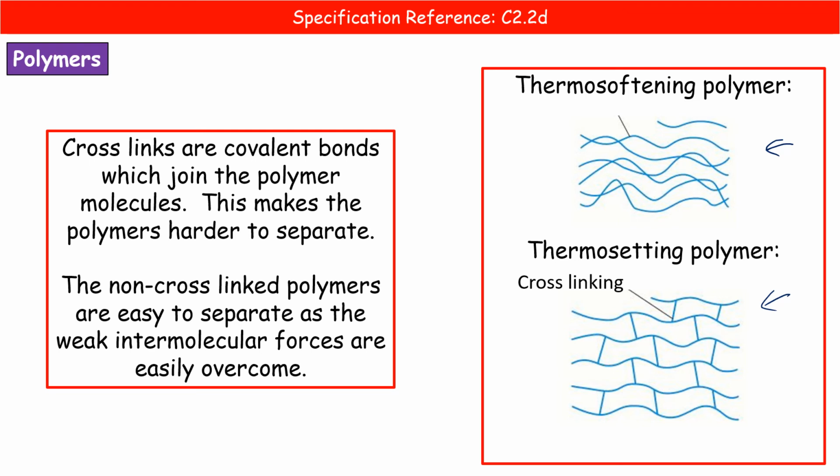Whereas the thermo-softening polymer, think about your carrier bags, for example, they're not cross-linked, and therefore those chains can very easily slide over each other because the intermolecular forces are easily overcome.